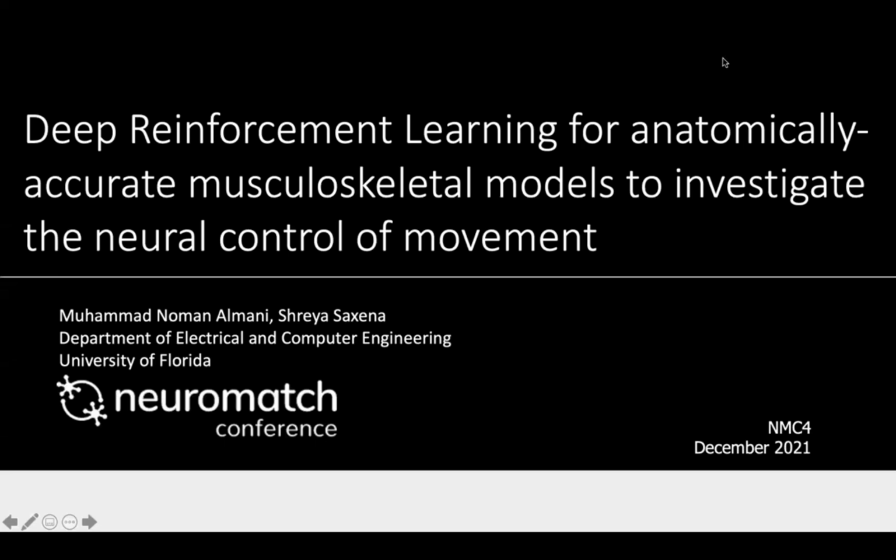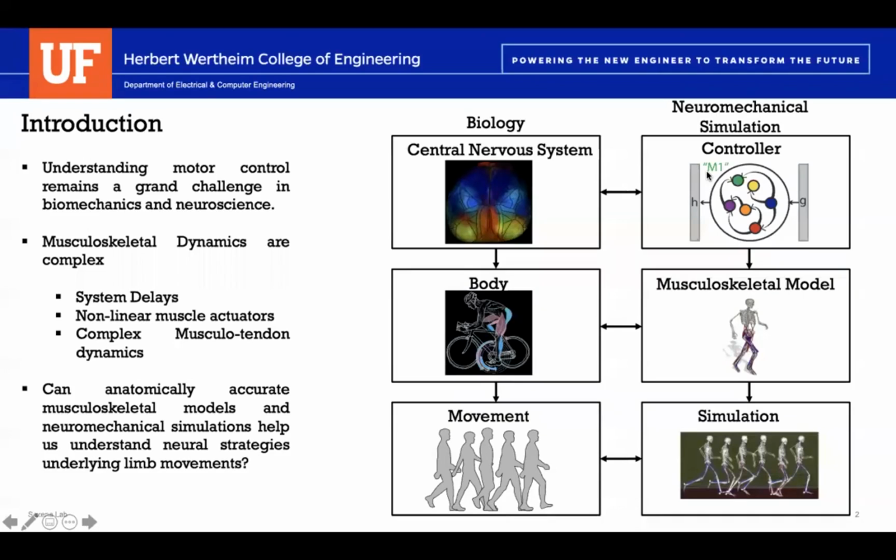In this presentation, I would like to talk about deep reinforcement learning for anatomically accurate musculoskeletal models to investigate neural control of movement. I would like to start by considering how humans and other primates make complex limb movements. The central nervous system issues muscle excitations to different muscles, which in turn generate forces to produce movement. This process is simple to describe, but it is very hard to completely understand. That is why motor control remains a grand challenge in neuroscience and biomechanics.